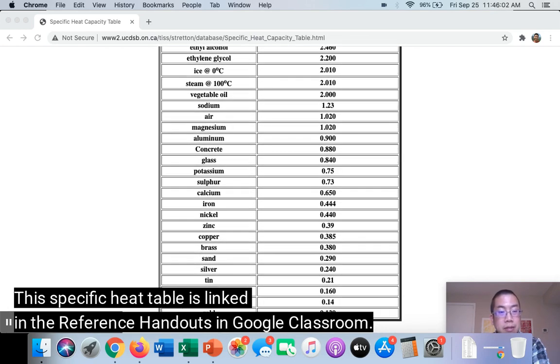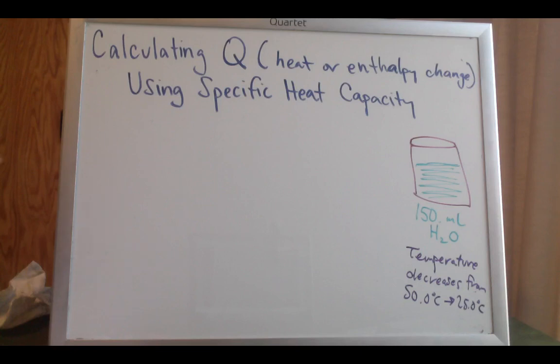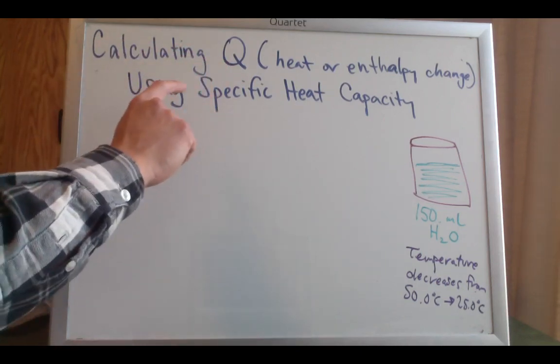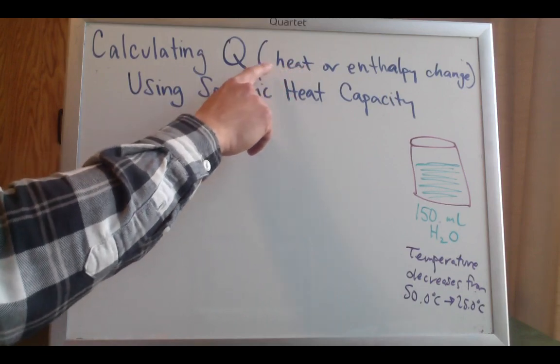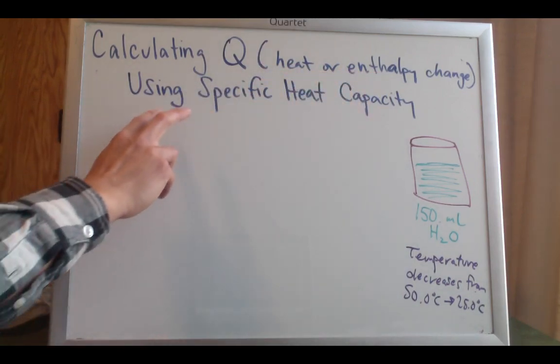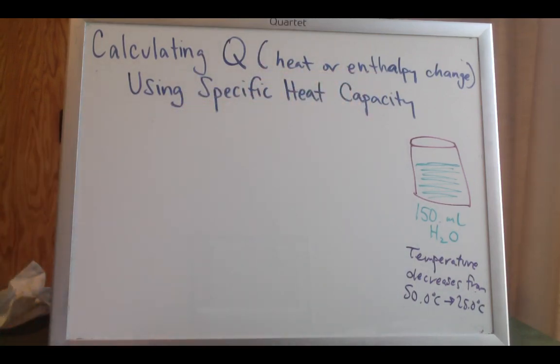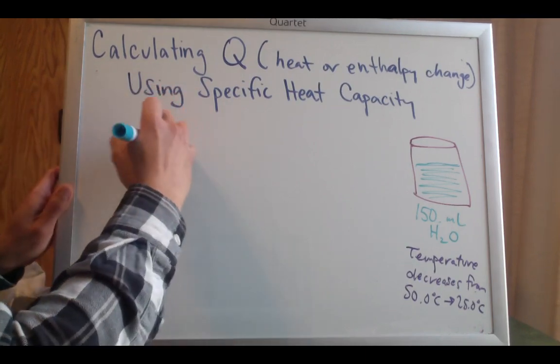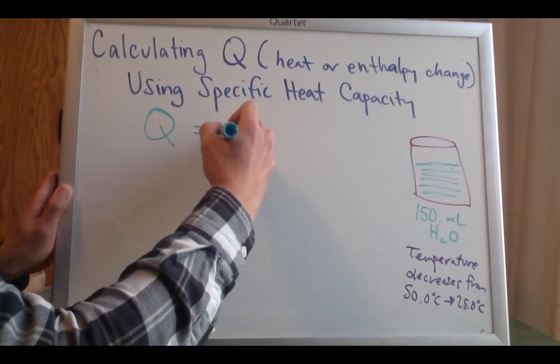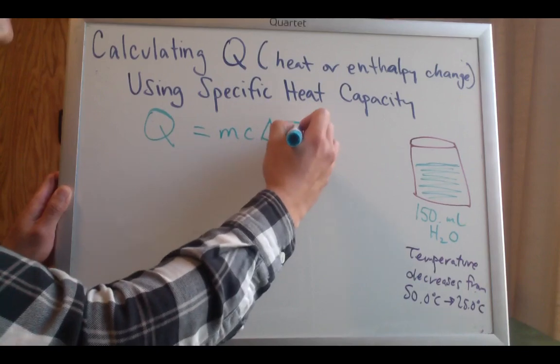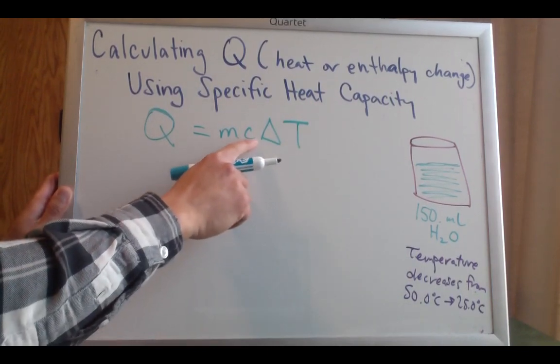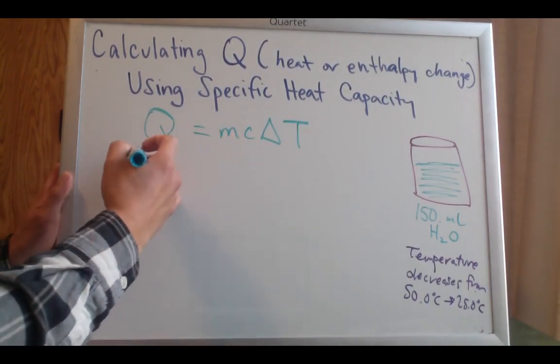And let's go ahead and practice how we can do that right now. All right, let's practice. So we're going to calculate Q like we used in the equation from before, which stands for heat or enthalpy change. And we're going to use specific heat capacity. So we're going to use Q equals MC delta T, which is the same as SM delta T, where S would stand for specific heat capacity.